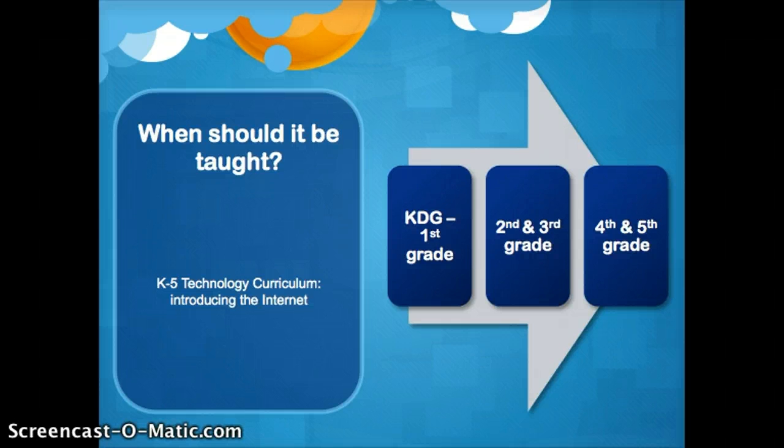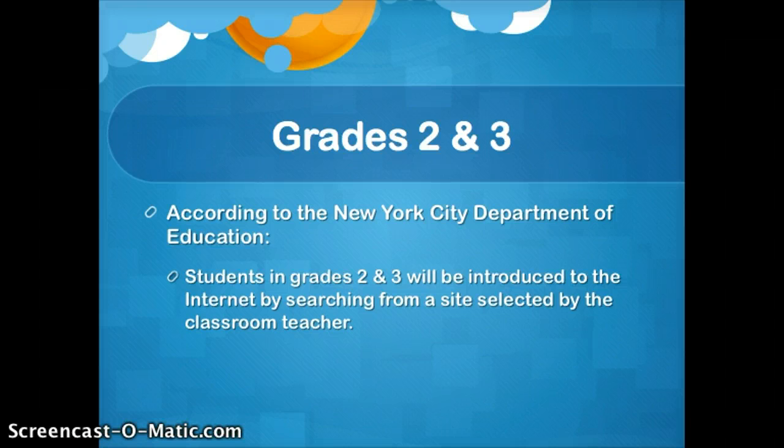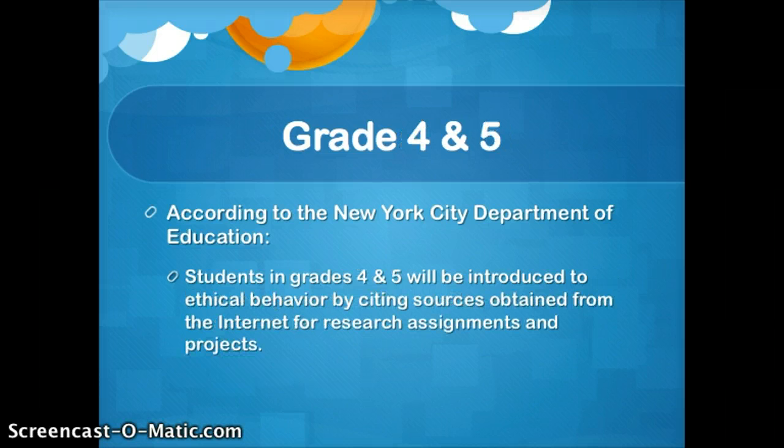However, I wanted to look at when would be the most appropriate time to teach internet use to K through 1st, 2nd through 3rd, and finally 4th through 5th grade. According to the New York City Department of Education, it is not taught in kindergarten and 1st grade. 2nd and 3rd grade students will be introduced to the internet searching from a safe site selected by a classroom teacher or librarian. In 4th and 5th grades, students will be introduced to ethical behaviors by citing sources obtained from the internet for research assignments and projects. This is just the first and more basic step as they prepare for research in junior and senior high school.